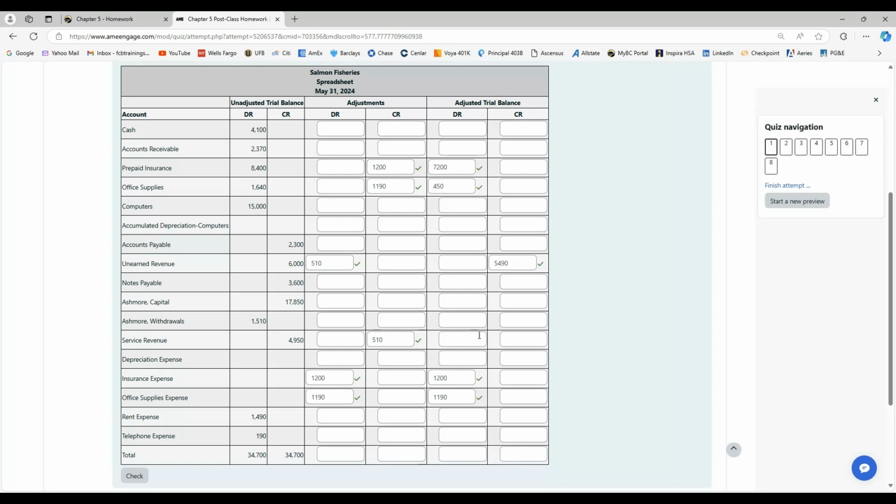Okay. And then that leaves us, so 4,950 beginning plus 510 of earned revenue leaves us with 5,460. Okay. So that is good.